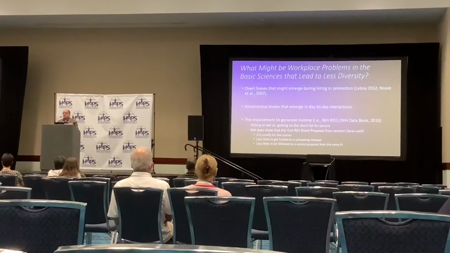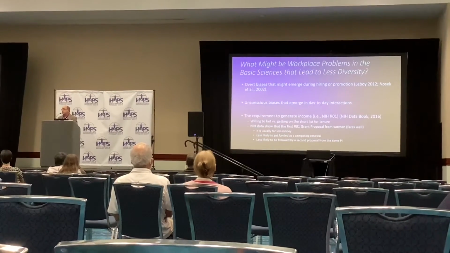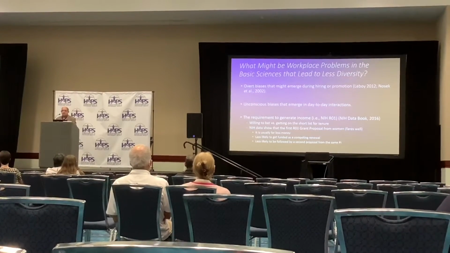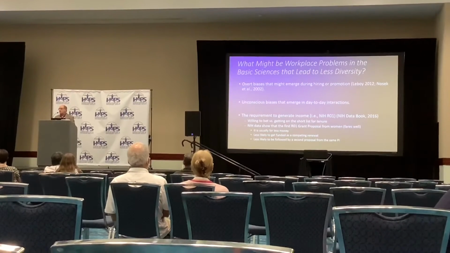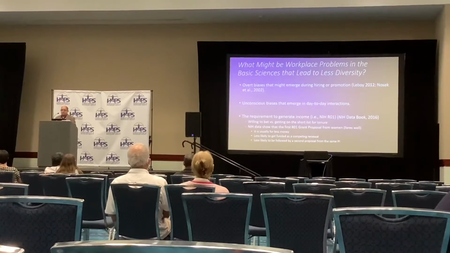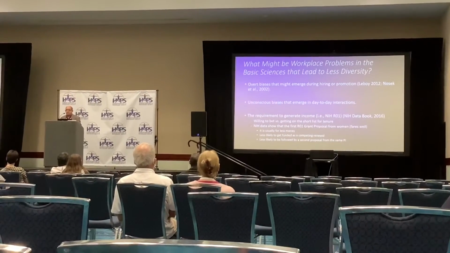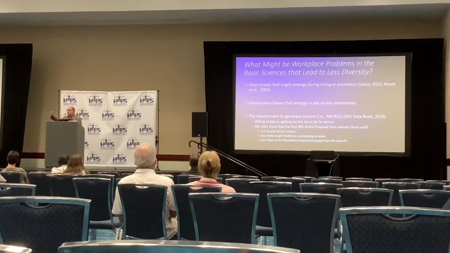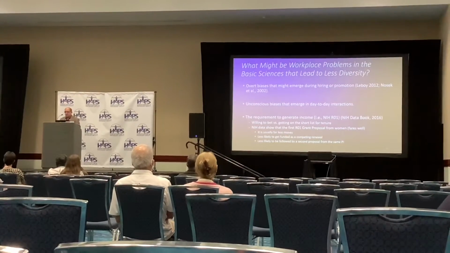So what are the workplace problems, or what might be workplace problems in basic sciences that lead us to less diversity? And certainly one of them is overt bias. And this can occur during the hiring process. Then there's unconscious bias. We all have them. It's good if we can leave them at the door, outside, and not in the work environment.